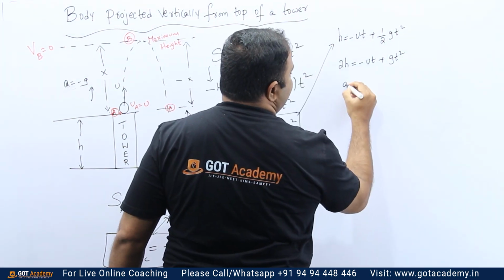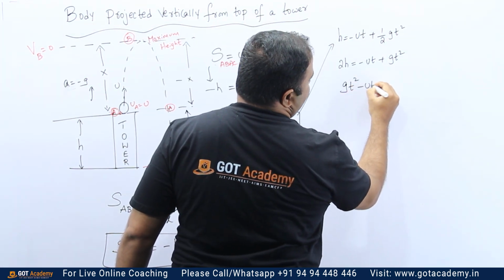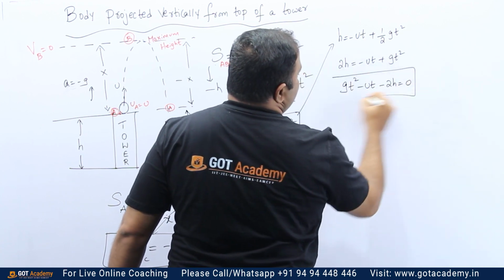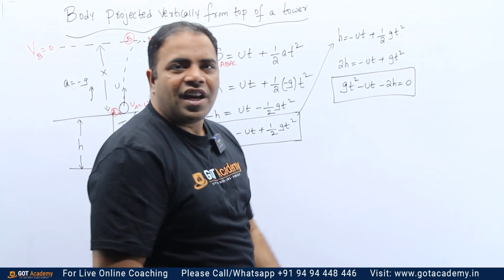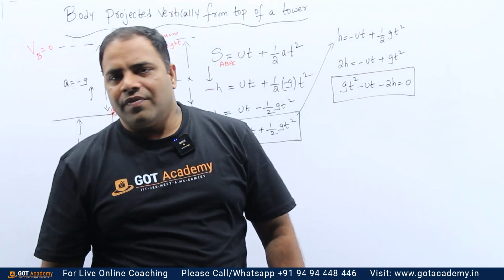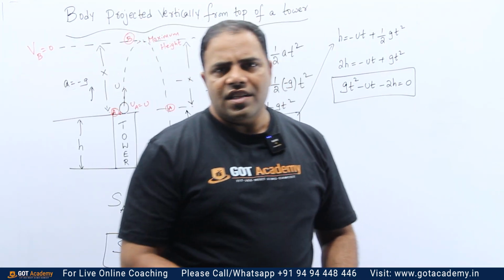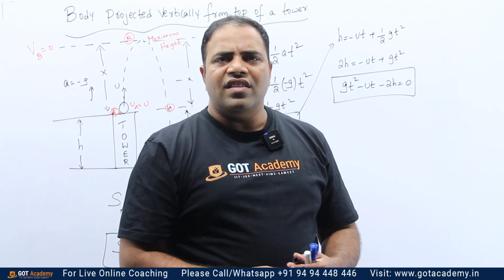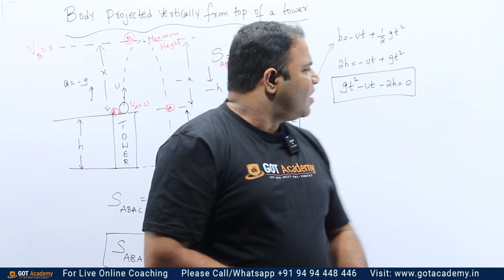I could write this as gt square minus ut, bringing 2h to the other side, minus 2h is equal to 0. So like this you will get the equation. Now you tell me, how to find out the time? In this particular case, a body has been thrown from the top of a tower or from a helicopter, it has been dropped. So we have to find out the time, how much time it takes to reach the ground. So how to do this?